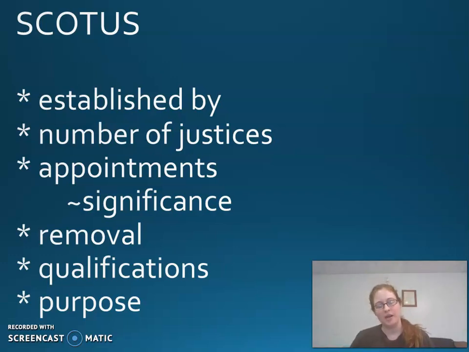This video is about the Supreme Court of the United States, which was established by Article 3 of the United States Constitution. The first three articles of the Constitution each establish a different branch of government. The first, the legislative branch, which is the Congress. The second, the executive branch, the President and all of the other members of that branch. And then the third, the Supreme Court and all the other court systems.